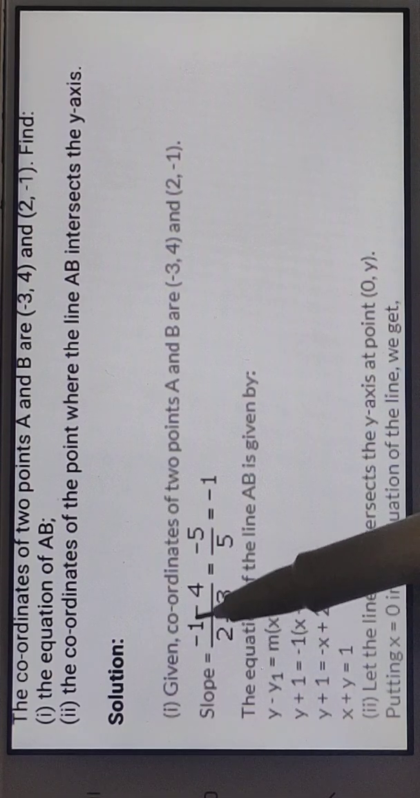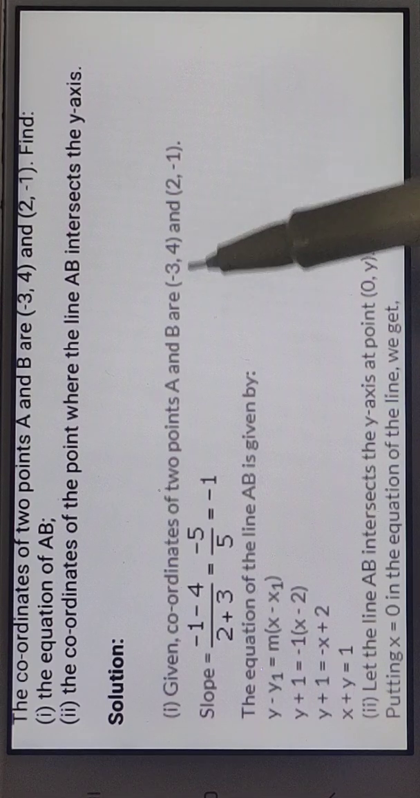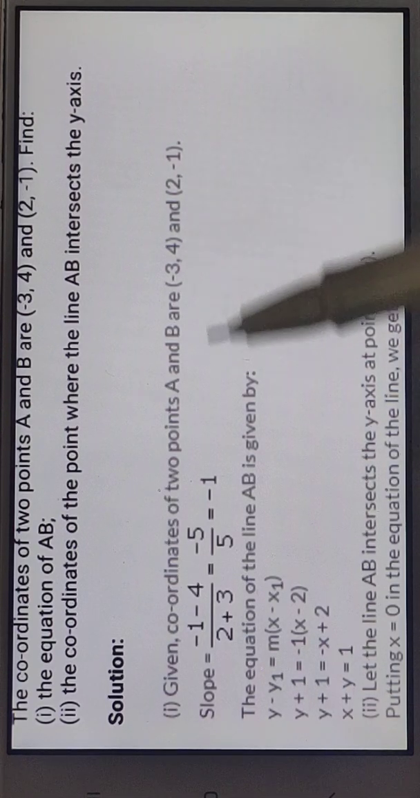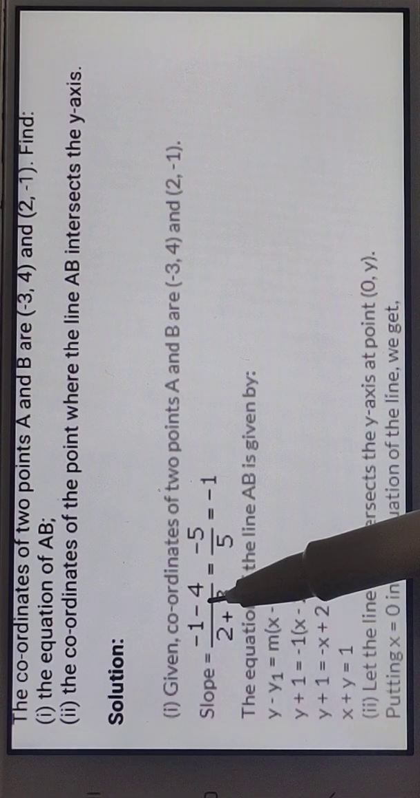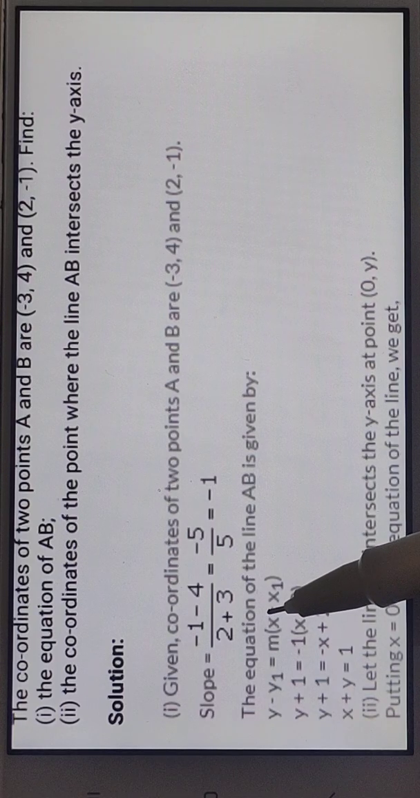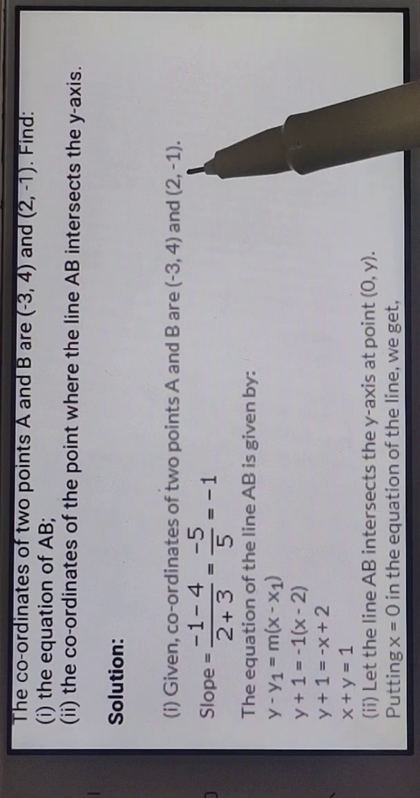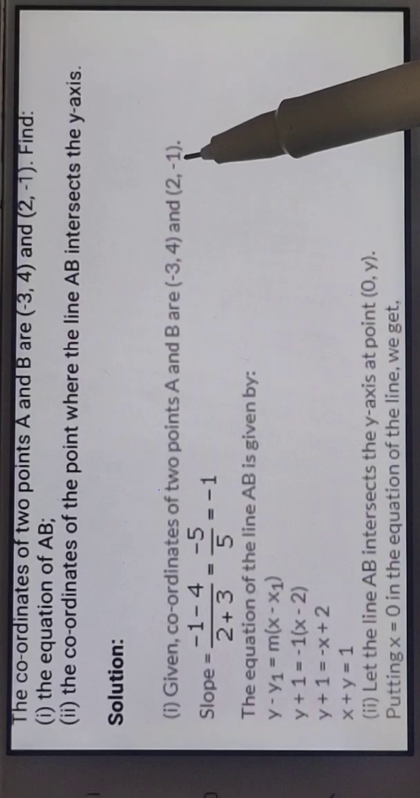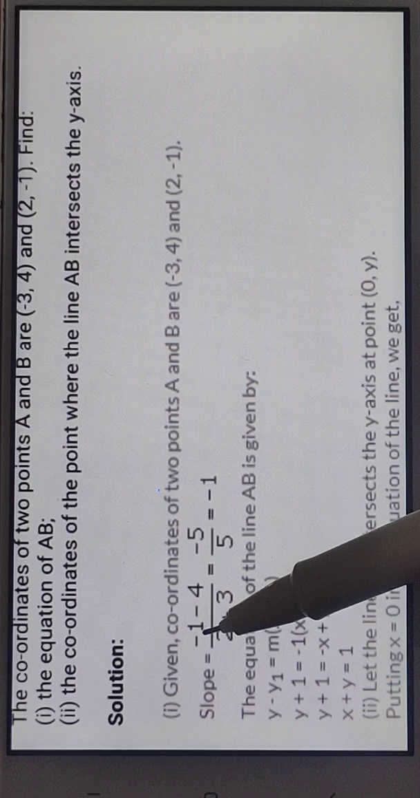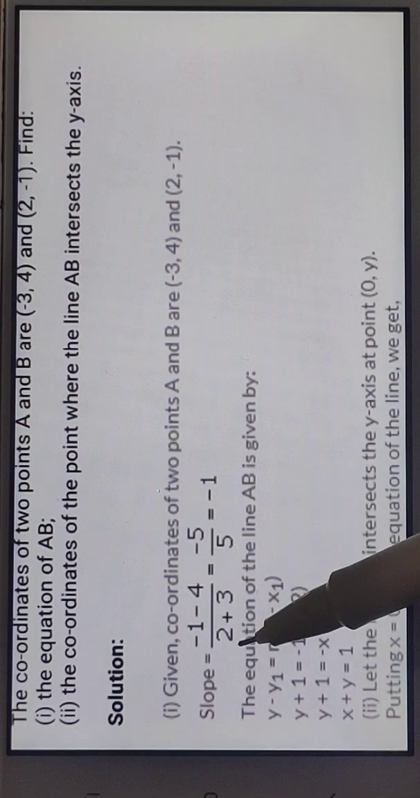So the given coordinates of the 2 points: A has the coordinates -3, 4 and B has the coordinates 2, -1. The slope of this line can be found by the difference of the ordinates divided by the difference of the abscissa. As you can see, I have taken this point as x1, y1 and this point as x2, y2. So in the numerator it will be y2 minus y1. y2 is -1, then minus y1, which is 4, upon x2 minus x1.